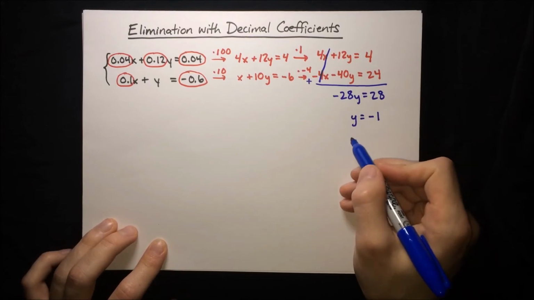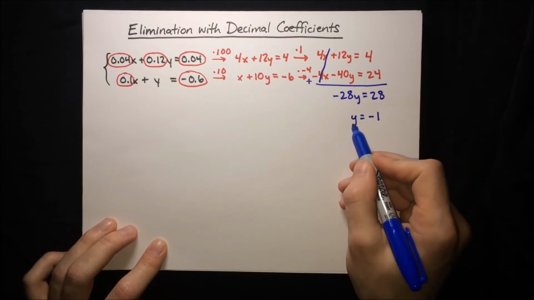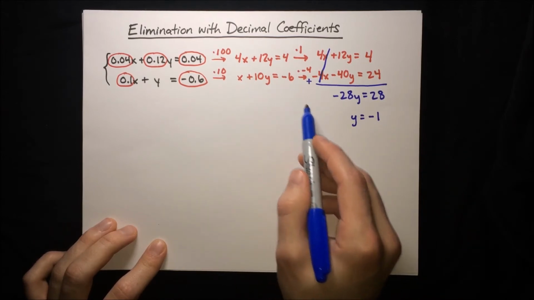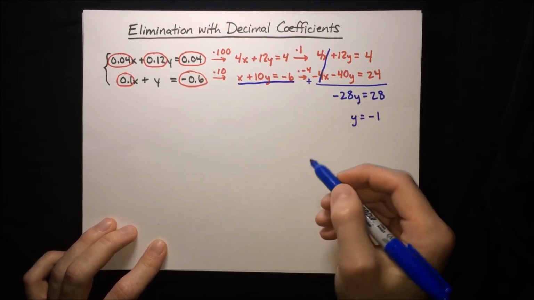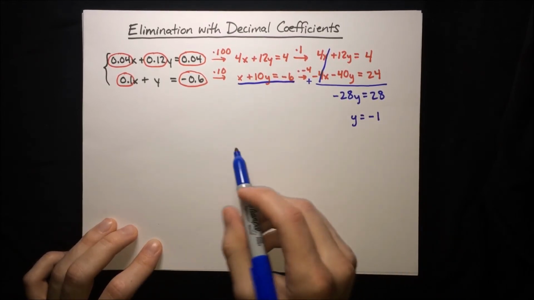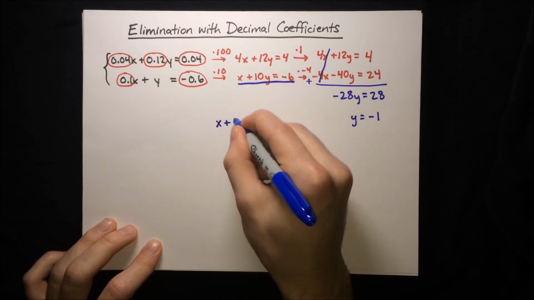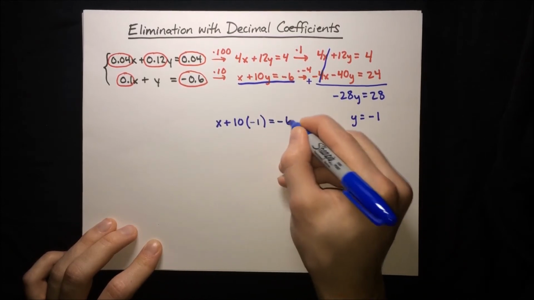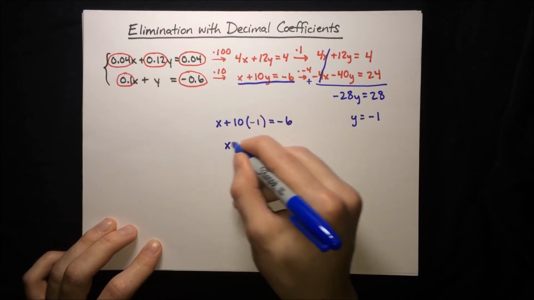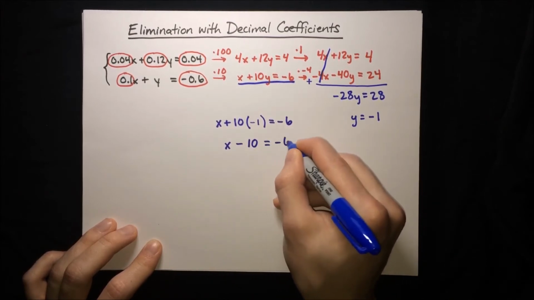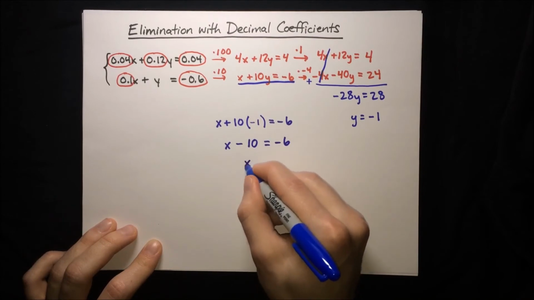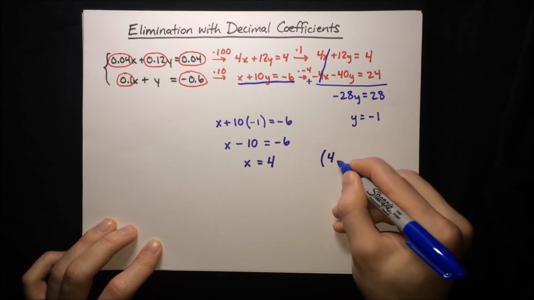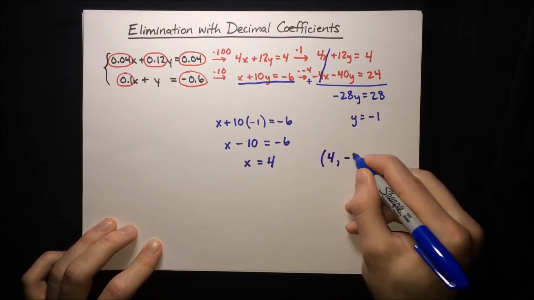Okay, so now it just remains to figure out what x is, and if we know that y equals -1, we can substitute it into one of these equations. Let's choose a simple one. How about that one right there? The coefficients look pretty simple in that. So we have x plus 10 times y, which is -1, equals -6. So computing, we have x minus 10 equals -6, and then adding 10 to both sides, we get x equals 4. So our solution is 4 is x, and y is -1.